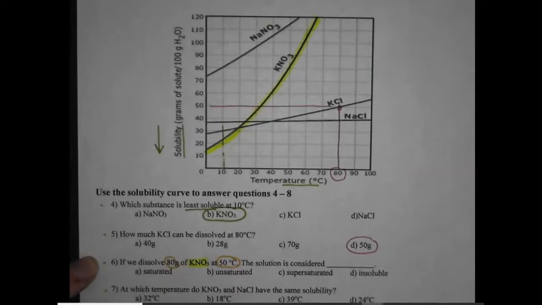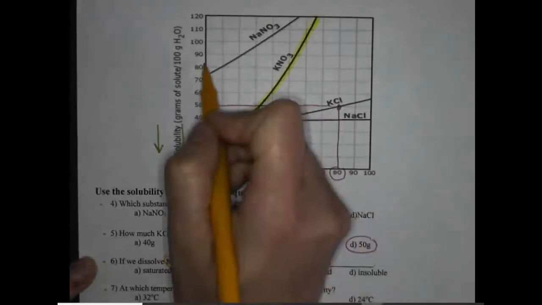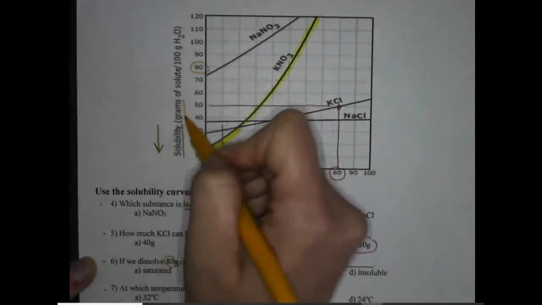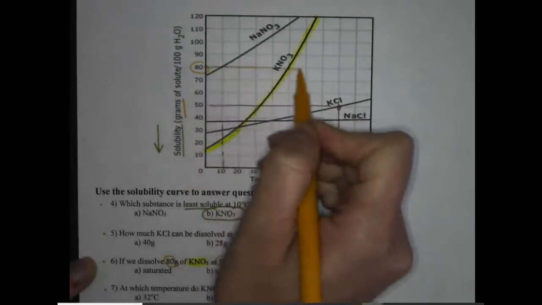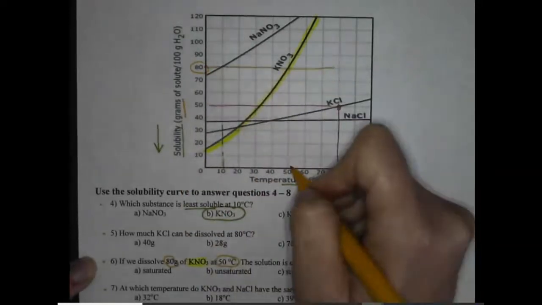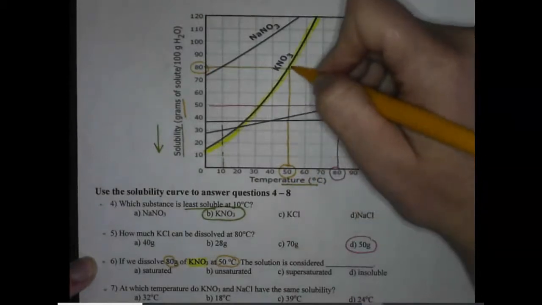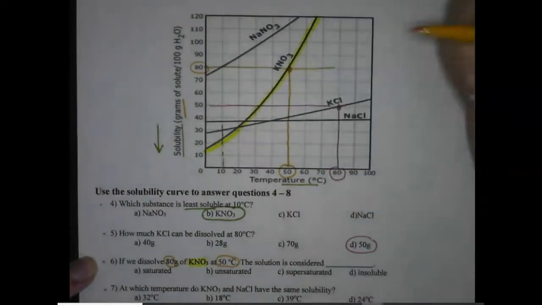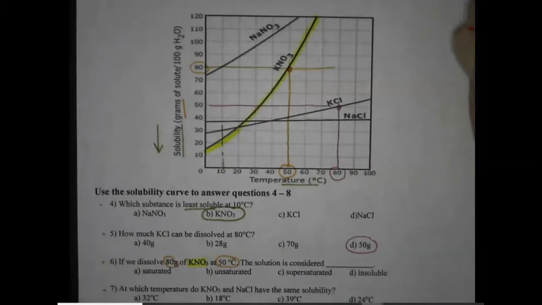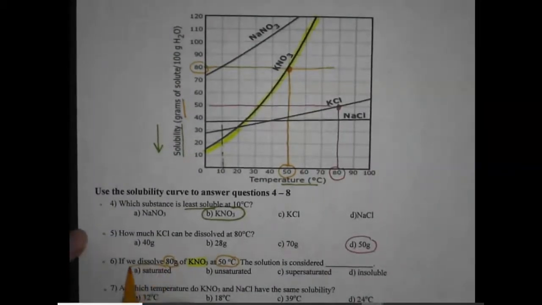Let's plot it. 80 grams is up here on the grams axis, and 50 degrees is here on the temperature axis. And y'all, that looks like it falls right on that line. You could say it's just a little bit below, but no, it's close enough to the line that clearly I'm trying to show you it's right on the line. And on the line, like we said on number 1, means it's a saturated solution.